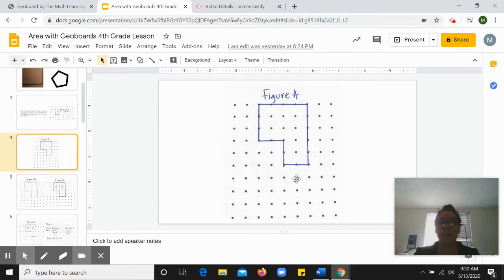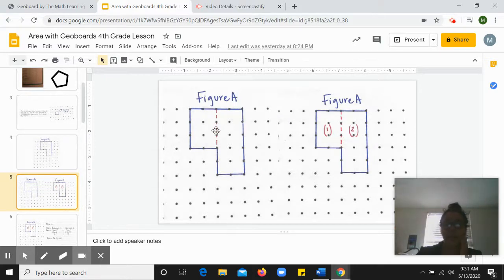Because it's not a full rectangle and this side's longer than this side, we can't really find the entire area without decomposing the figure. So by decomposing, I mean we're going to break this apart into smaller pieces. So what I'm going to do is draw a dotted line right here in red, right in the middle, and I'm going to create this smaller rectangle and this larger rectangle. Over here I have labeled them rectangle 1 and rectangle 2.